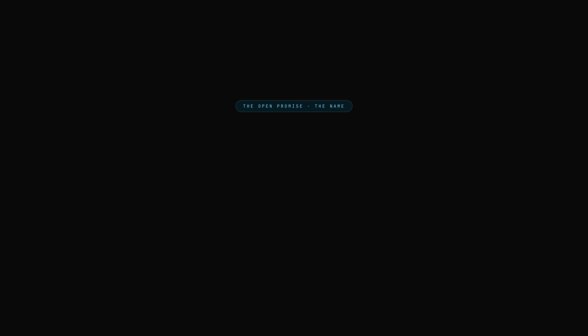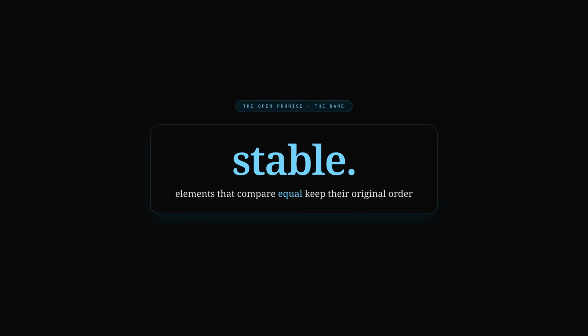One promise from the merge sort price tag is still open. The name. A sort is stable if elements that compare equal keep their original order. Sounds like trivia. Here's the real case.